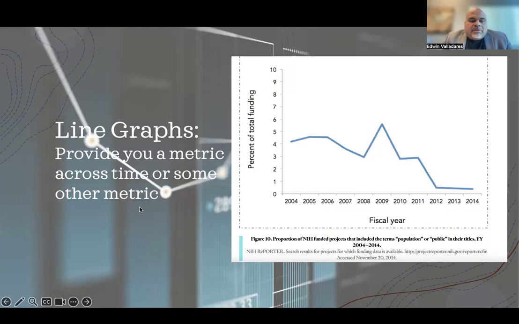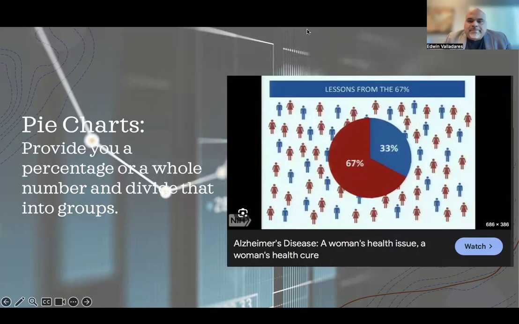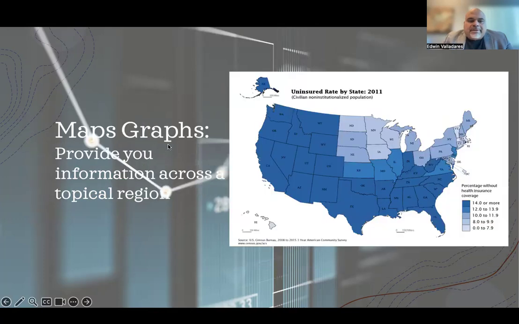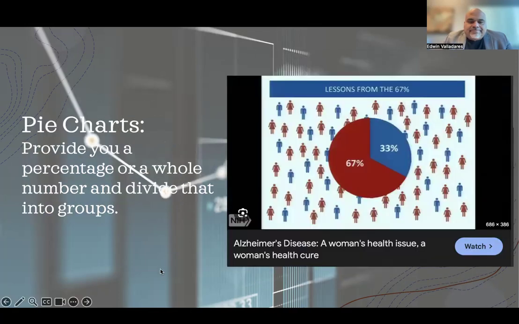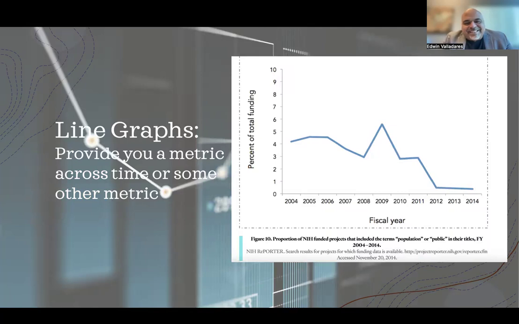Now, if we look at a line graph, this is an example of a line graph. With the line graph, oops, went a little too fast. The line graph. Sorry about that. The line graph is going to tell us some metrics, and it can tell us a line that's connected and it's continuous.